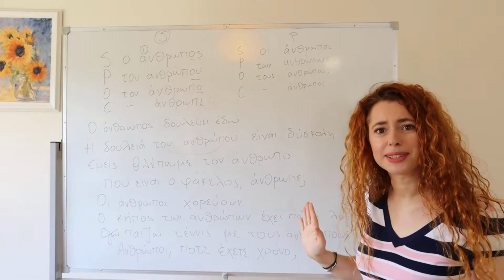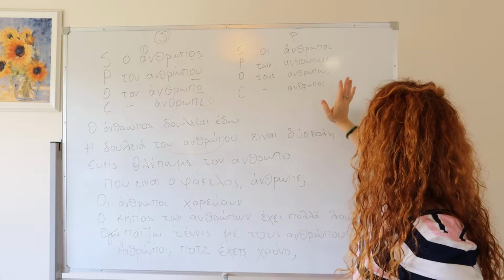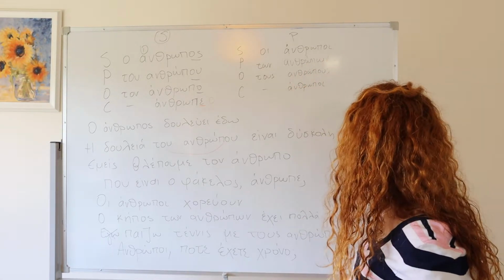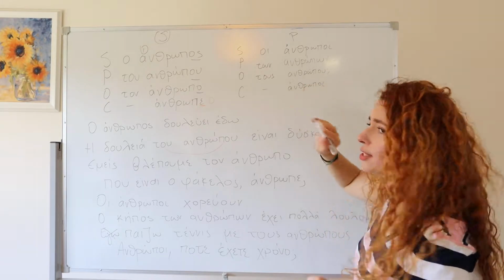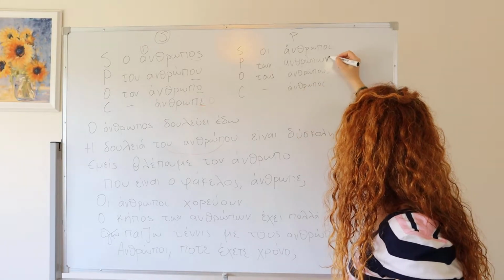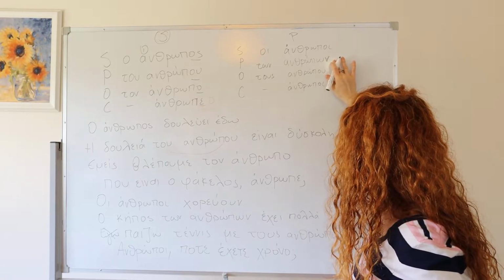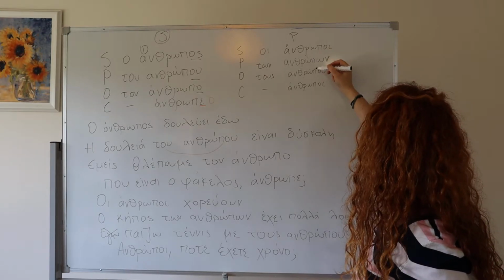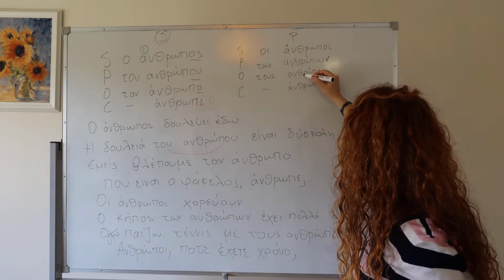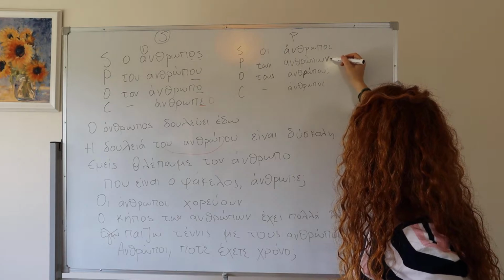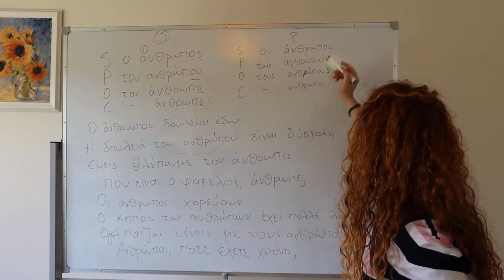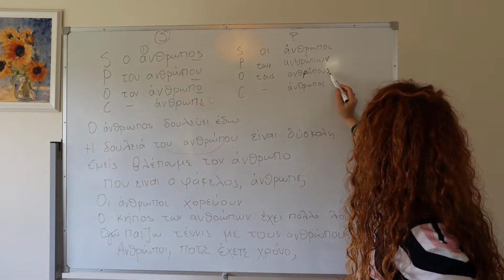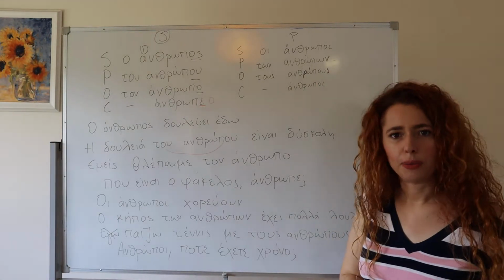Now let's go to plural. Οι άνθρωποι, subject, των ανθρώπων, possessive. And as you can see, the tonos drops here, again for the same reasons. A masculine noun with 3 syllables or more, with the accent on the 3rd syllable, so the accent will drop to the 2nd syllable from the end, always. Not only in possessive, but also in object. So, οι άνθρωποι, subject, των ανθρώπων, possessive, τους ανθρώπους, object, άνθρωποι when we call them.